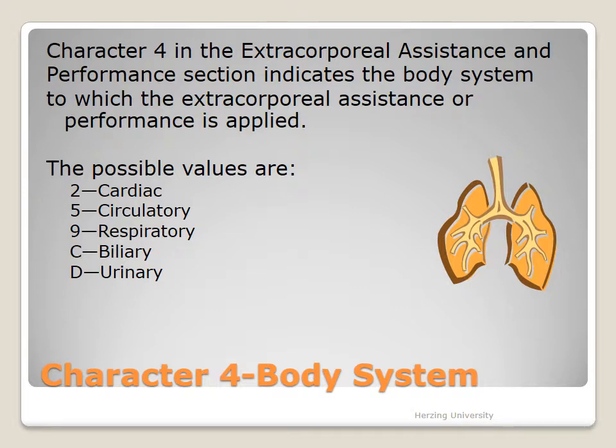Character 4, the body system, in the extracorporeal assistance and performance section, identifies the body system in which the assistance is occurring. You have cardiac, which has a value of 2, circulatory, which has a value of 5, respiratory, which has a value of 9, biliary, which has a value of C, urinary, which has a value of Z.